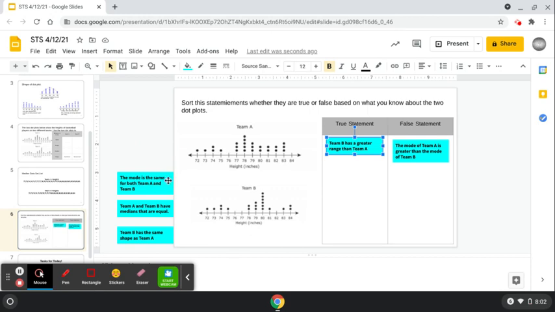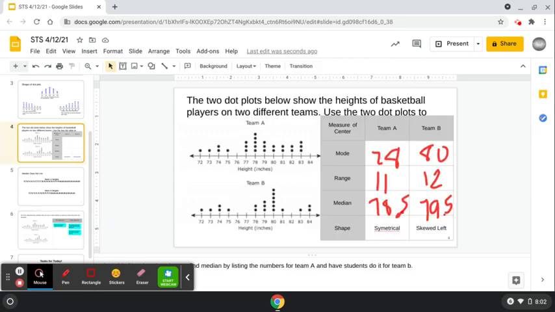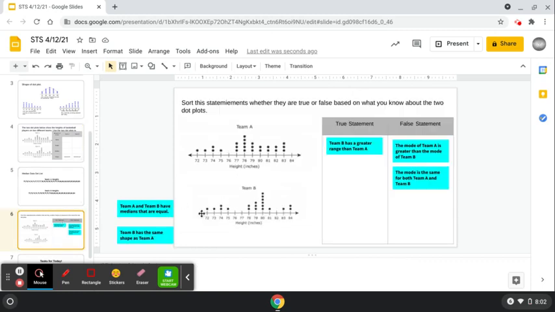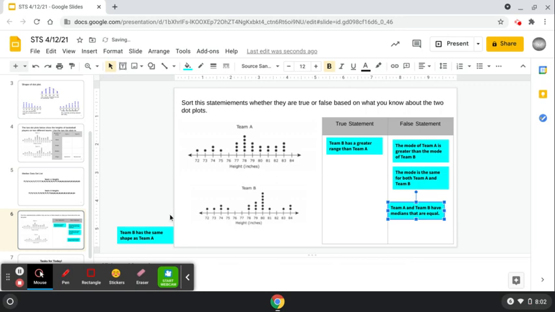The mode is the same for both Team A and Team B. Well, the mode for A is 78. The mode for B is 80. So that is a false statement. Team A and Team B have medians that are equal. Well, if we go back and look at the work we did, the median for Team A was 78.5. Median for Team B was 79.5. Those are not equal. Therefore, that is a false statement. Team B has the same shape as Team A. One is symmetrical, one is skewed left. So therefore, that is also a false statement.